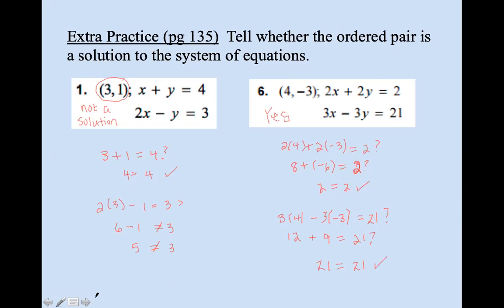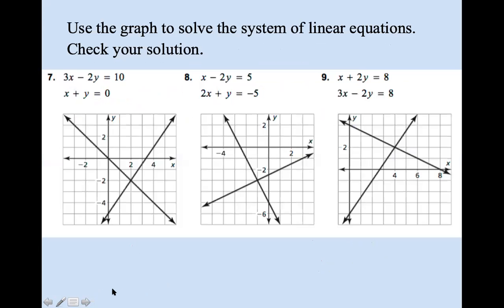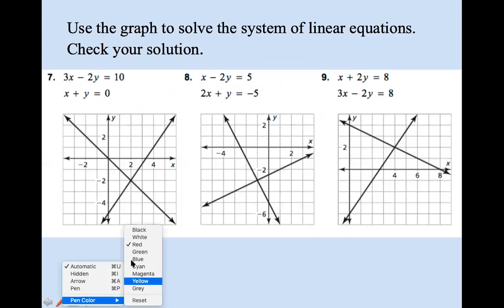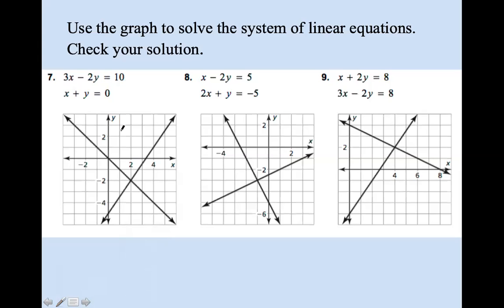All right, let's look at our next slide. This time we have a graph. They've graphed two equations. We're looking at the point of intersection, and we want to know whether or not that point is a solution. So if I look at number 7, let me grab my pen here. I'm going to switch color. This looks like these two lines are intersecting right here at this point, which looks like the point (2, -2). So it's kind of like we were just doing in that last problem. To me, it looks like my solution is (2, -2).